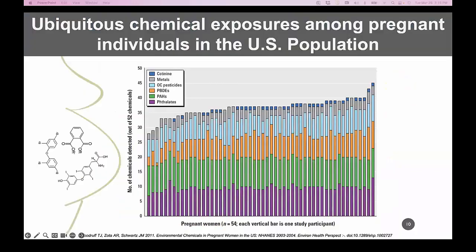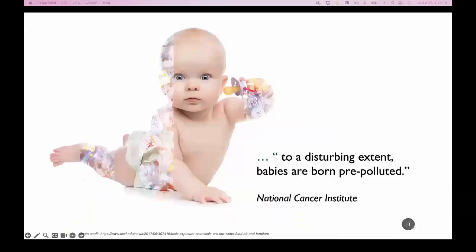And so as a result of all this widespread use of these chemicals, they are unsurprisingly found ubiquitously in our bodies. Biomonitoring studies of the U.S. population have shown us that the majority of people, including pregnant individuals, as you can see in this graph, have measurable levels of various synthetic chemicals in their bodies, including phthalates, including flame retardants, and PFAS, although that's not included in this graph, and others. And that is why, as the National Cancer Institute recently put it, babies are now effectively born pre-polluted with body burden levels of many of these synthetic chemicals in their bodies at birth.